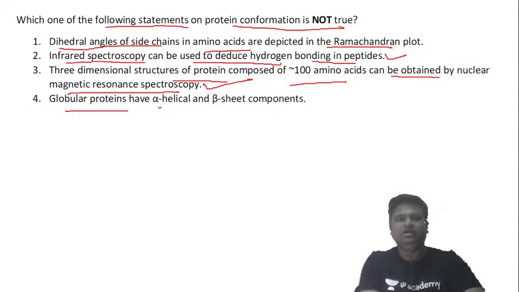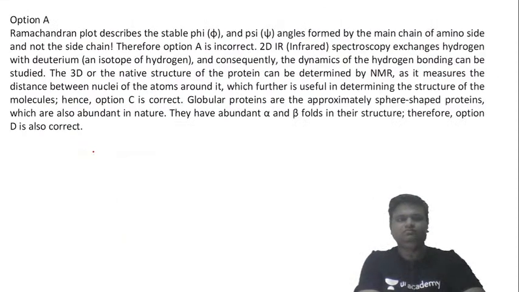Globular proteins have alpha helical and beta sheet components. So this is also a correct option. Dihedral angles of side chains in amino acids are depicted in the Ramachandran plot. So this is a wrong option. This one is not true. So statement 1 is not true. The Ramachandran plot describes the stable phi and psi angles formed by the main chain of amino acids and not the side chain. Therefore, option A is incorrect.